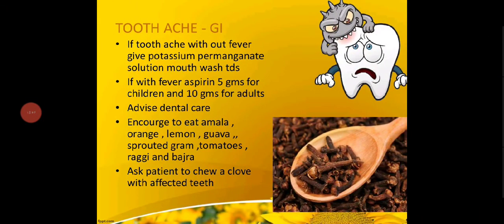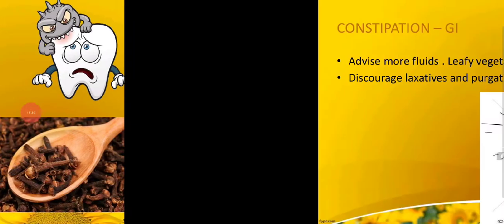Toothache: if toothache without fever, give potassium permanganate solution mouthwash. Okay, three times a day you should give a potassium permanganate mouthwash. If fever is there, you can give aspirin 5 mg for children and 10 mg for adults. Advise dental care. Encourage eating amla, orange, lemon, guava, sprouted gram, tomatoes, ragi and bajra. Ask the patient to chew with the affected tooth. Whichever tooth is affected, you can ask the person to chew with that.